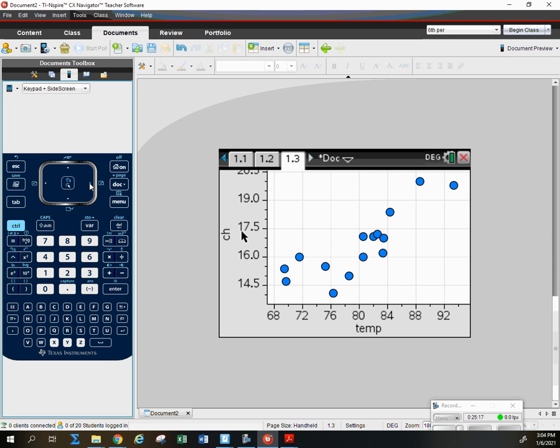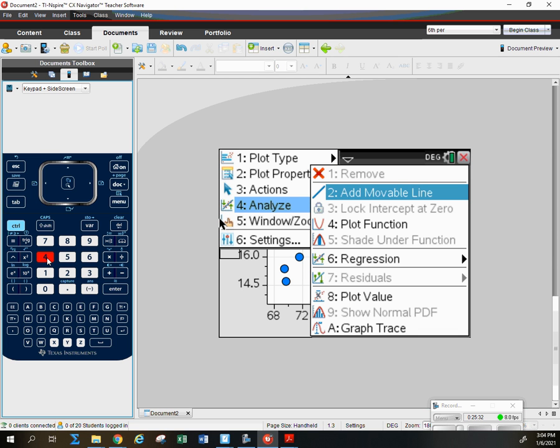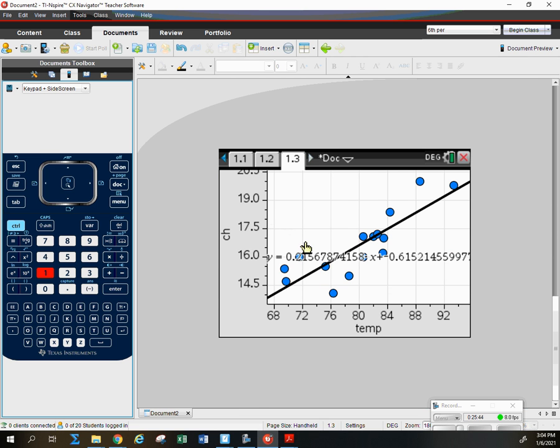And now I'm looking back at my directions for the Inspire again, on the right-hand side. I got down as far as step number 6. Step number 7 says press menu, then choose choice 4, which is analyze the graph. And then it says to click 6, which is regression. And then to choose 1, because I do mx plus b, not a plus bx, so click the 1. There's my line, and there's the equation written out again.